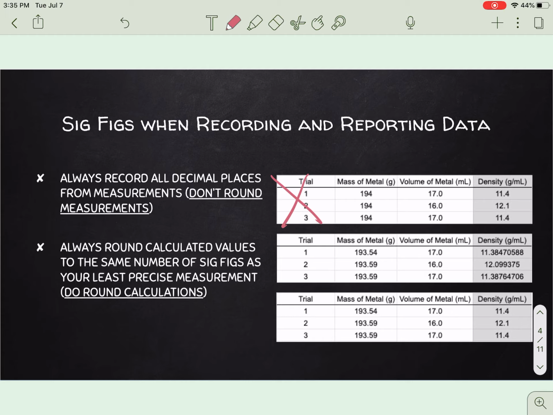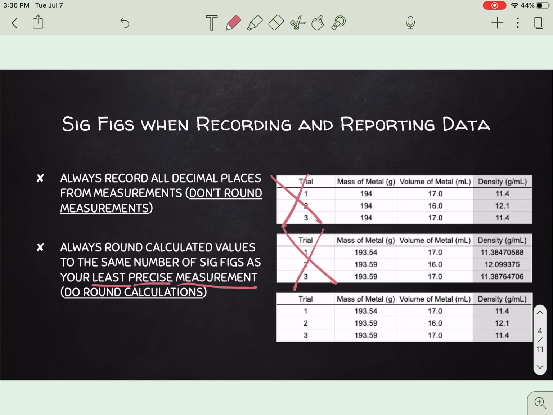We also want to always round our calculated values to the same number of significant figures as your least precise measurement. That means your measurement with the least number of decimal places. There is a little more nuance to that, which is that it should be the same number of significant figures, which is sometimes not the same as the number of decimal places. But for our purposes, to make it easier, you want to just go with your smallest number of decimal places.